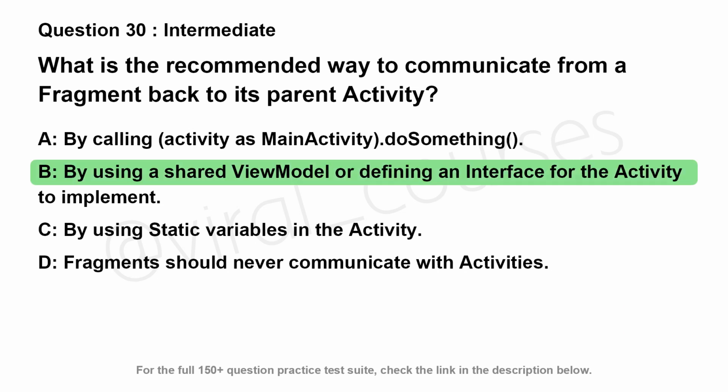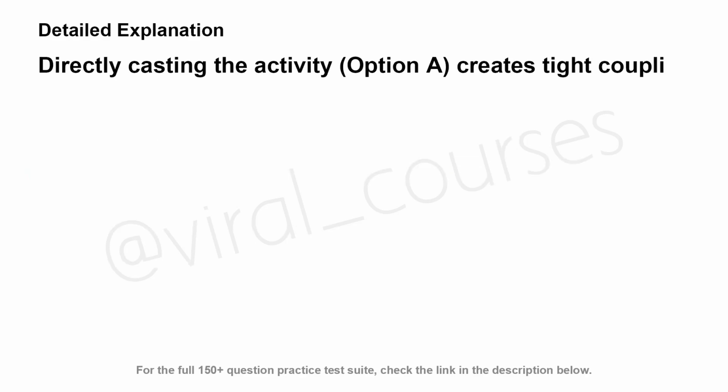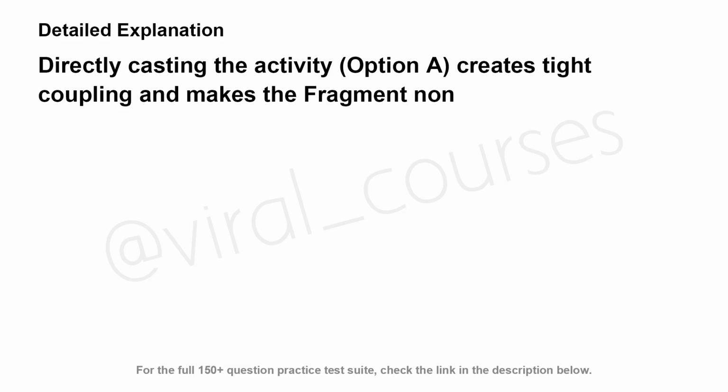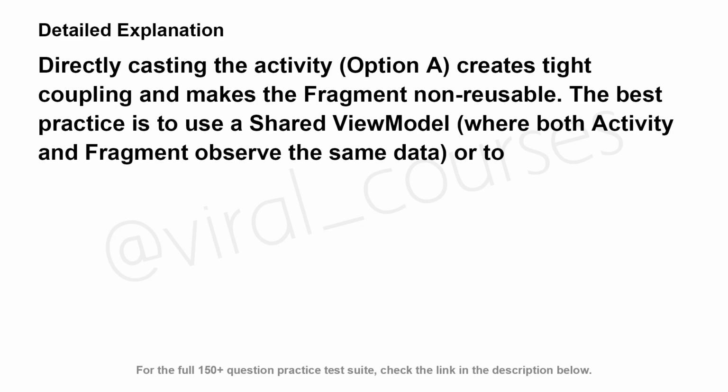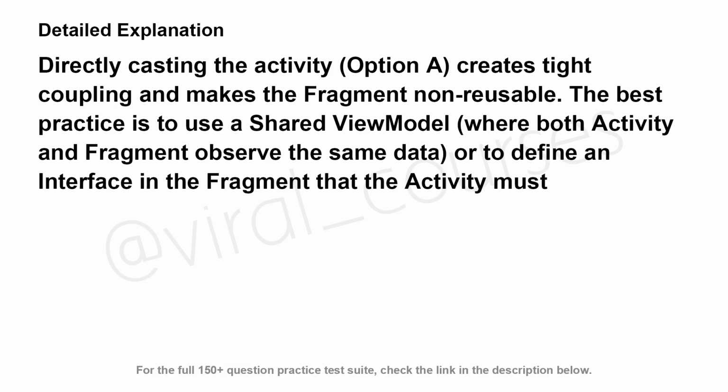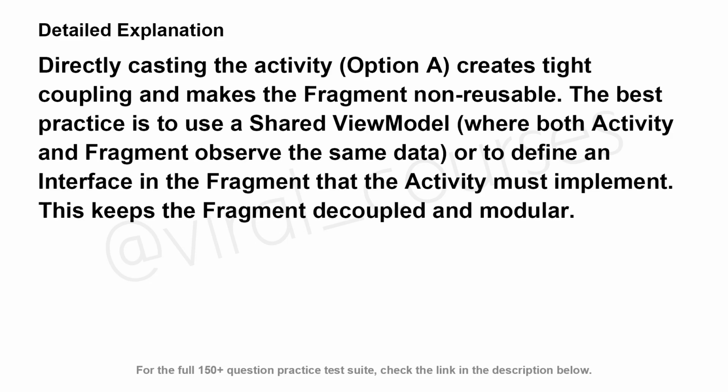The correct answer is B. Directly casting the activity, Option A, creates tight coupling and makes the fragment non-reusable. The best practice is to use a shared ViewModel, where both activity and fragment observe the same data, or to define an interface in the fragment that the activity must implement. This keeps the fragment decoupled and modular.